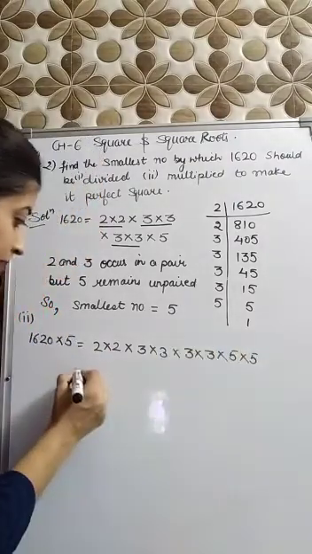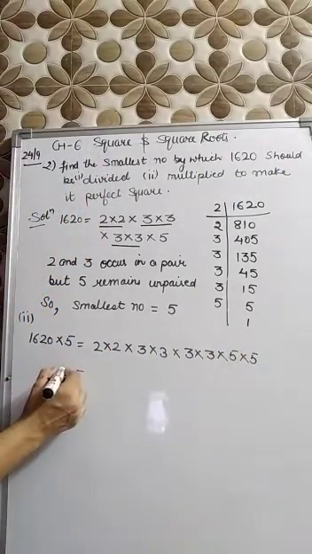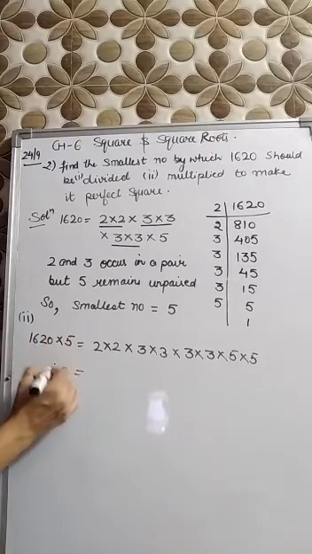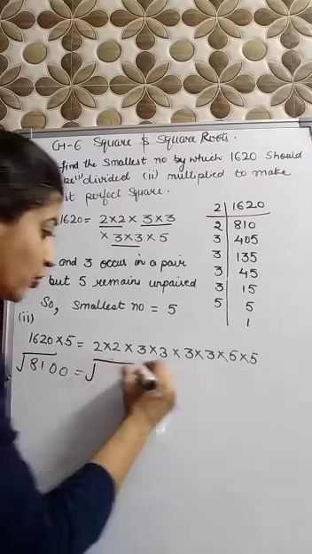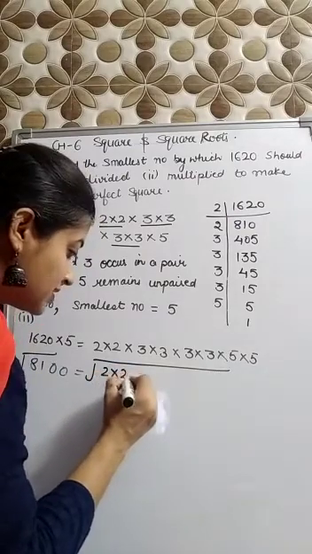So when you multiply this, what will you get? 5 times 1620 is 8100 we are getting. Now we want to find the square root of this number also. So let's find the square root by putting the square root sign on both the sides.